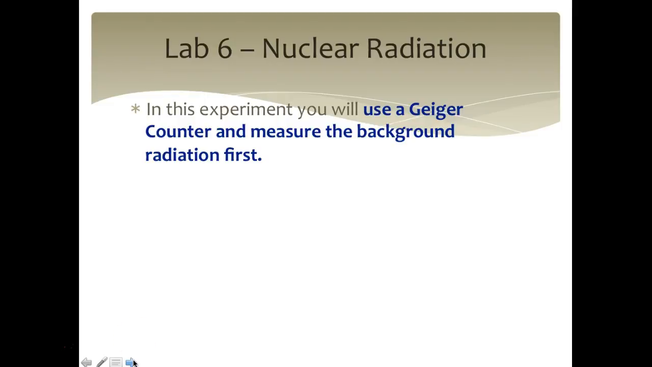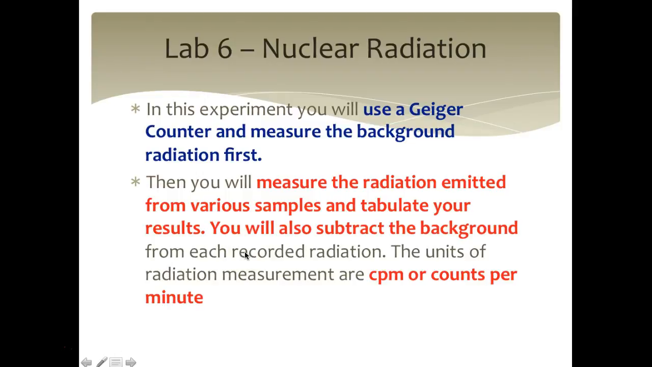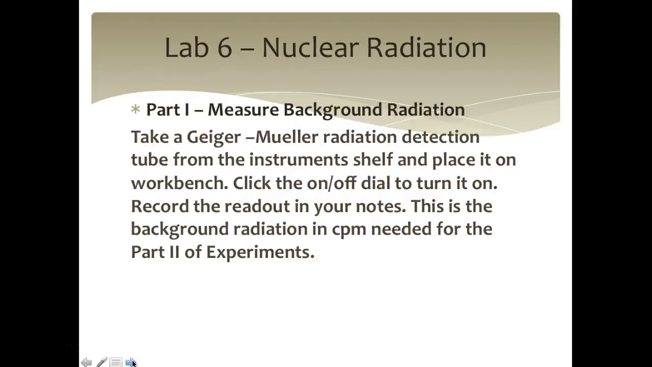So here in this experiment, we're using a Geiger counter to first record the background radiation in the first part of the experiment. And then afterwards, you're going to test out different samples and check what those results are. When you record the value for the radiation for these different samples, you have to make sure that you subtract the background from each of the recorded radiation. The unit of radiation is counts per minute, or CPM.